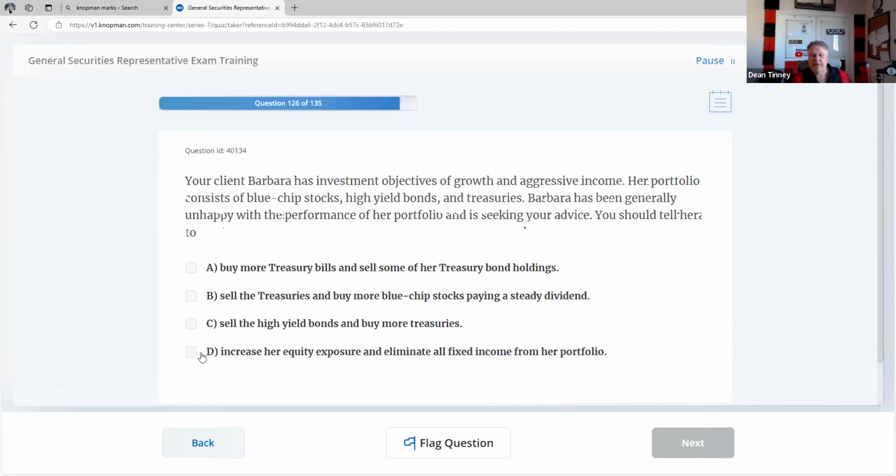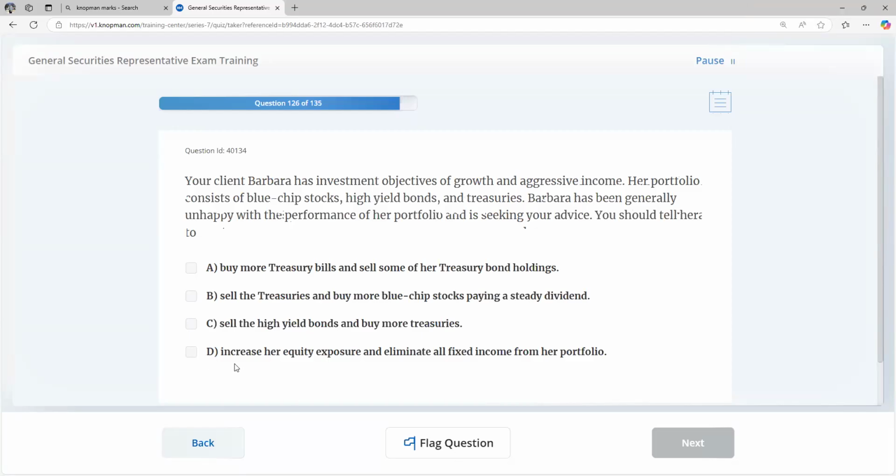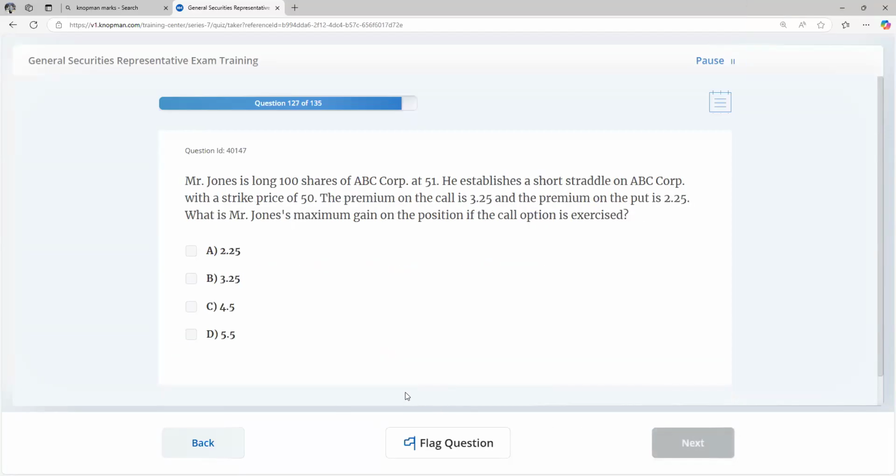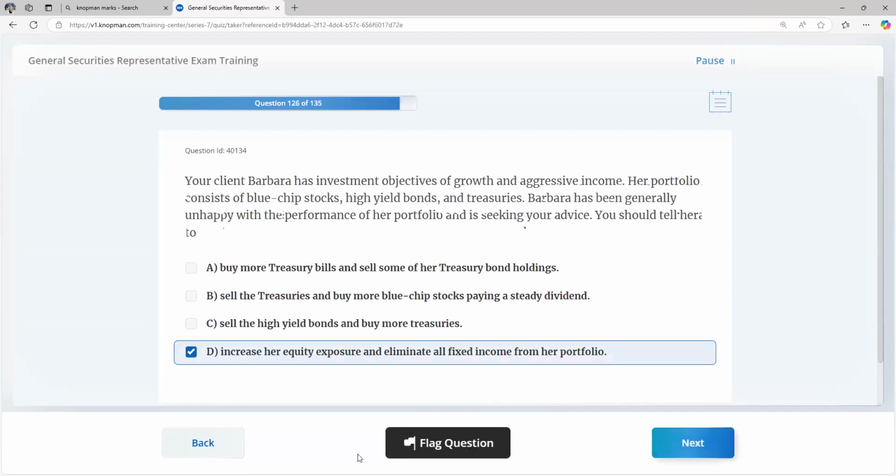Well, she's got the high yield bonds. I'm with you. I don't know. This will be a fun one. Sell the high yield. I mean, you're not going to buy more treasuries. I'm with you. I think this is an interesting one. Let's see if you got it right. I'm not quite sure about that one. Oh, wait, go back. There was one other one that looked good. Sell the treasuries and buy more blue chip stocks paying a steady dividend. That could be the answer.